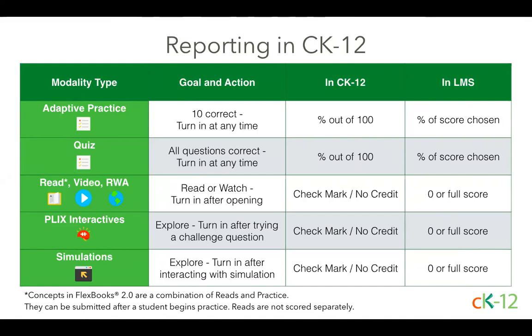And then once again, in 2.0, that read and that practice are combined together. So there's not a separate complete or incomplete score for the read. It's simply that you would access the practice through that read. So it assumes that you've accessed that read as well, and it's not scored separately. So that gives you an idea of the different pieces that you can take from CK-12.